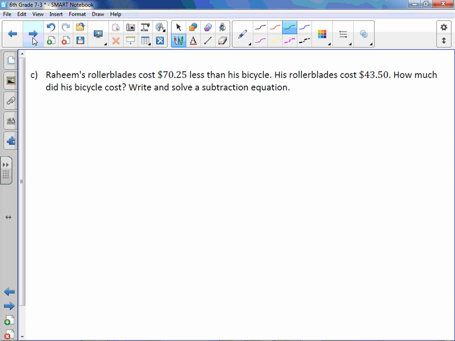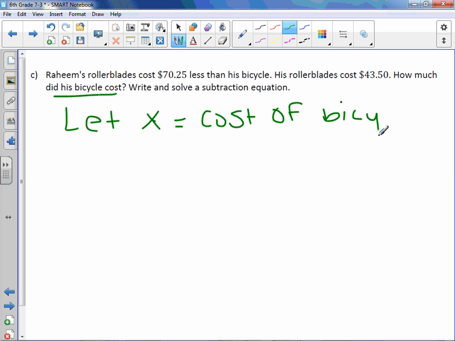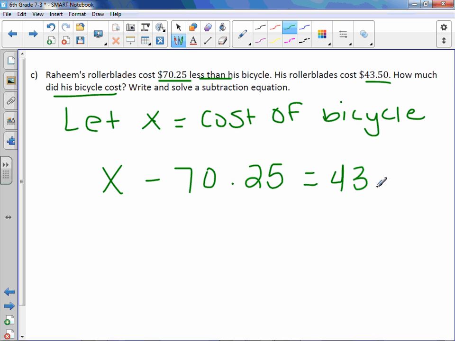Raheem's rollerblades cost $70.25 less than his bicycle. His rollerblades cost $43.50. How much did his bicycle cost? Write and solve a subtraction equation. So let x equal the cost of the bicycle, because that's what we're trying to find. So his rollerblades cost $70.25 less than his bicycle. So his bicycle minus the $70.25 equals the cost of the rollerblades, which is $43.50.